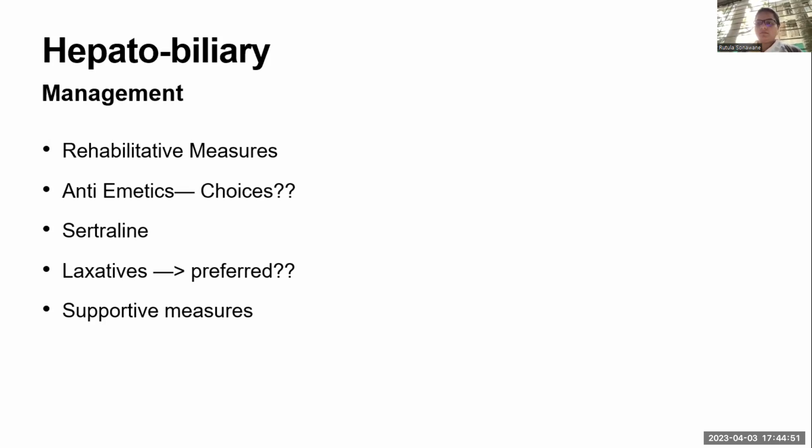Anyone? What would you generally give? Metoclopramide. Okay, why? So usually anything that crosses the blood-brain barrier would work. So metoclopramide, yes, it should work. The best one would be ondansetron.